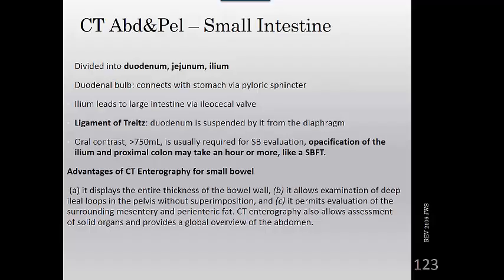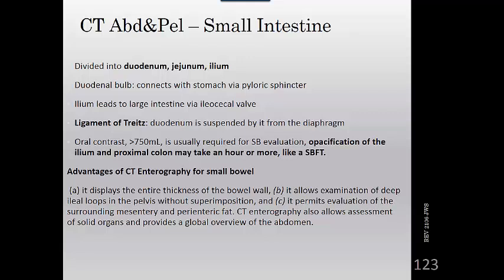The small intestine is also surveyed in the CT abdomen and pelvis scan. It's divided into the duodenum, the jejunum, and the ileum. The duodenal bulb connects with the stomach via the pyloric sphincter. The ileum leads to the large intestine via the ileocecal valve.